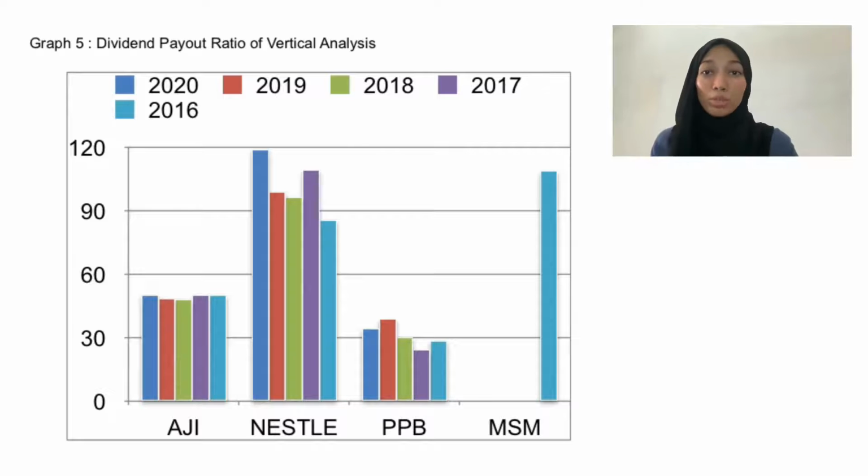As for PPB Group, the dividend payout ratio increased from the year 2013 and 2014 and reached the highest amongst the 5 years in 2014 with a DPR of 31%. The DPR for this company then dropped to 26% in the year 2015 and increased back to 28% in 2016. MSM Malaysia Holdings' DPR was last paid in the year 2016. To conclude, Nestle is the most efficient in paying stockholders dividends compared to the other two companies.